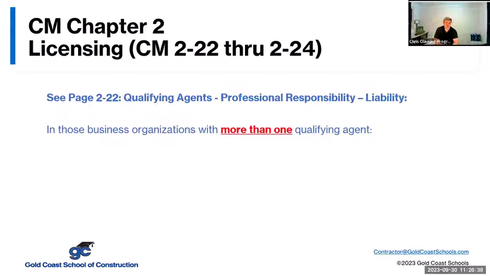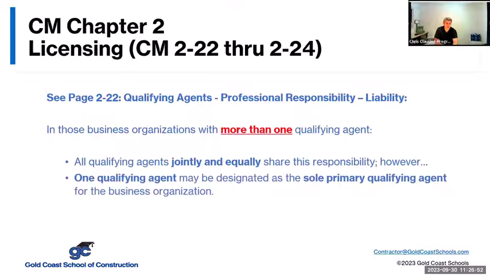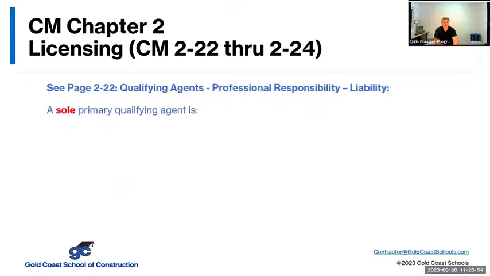So in those business organizations with more than one qualifying agent, all qualifying agents jointly and equally share the responsibility. So you could have multiple qualifying agents. It's not very common, but it happens, maybe for bigger companies. One qualifying agent may be designated the sole qualifying agent. Okay, and then see page 222.